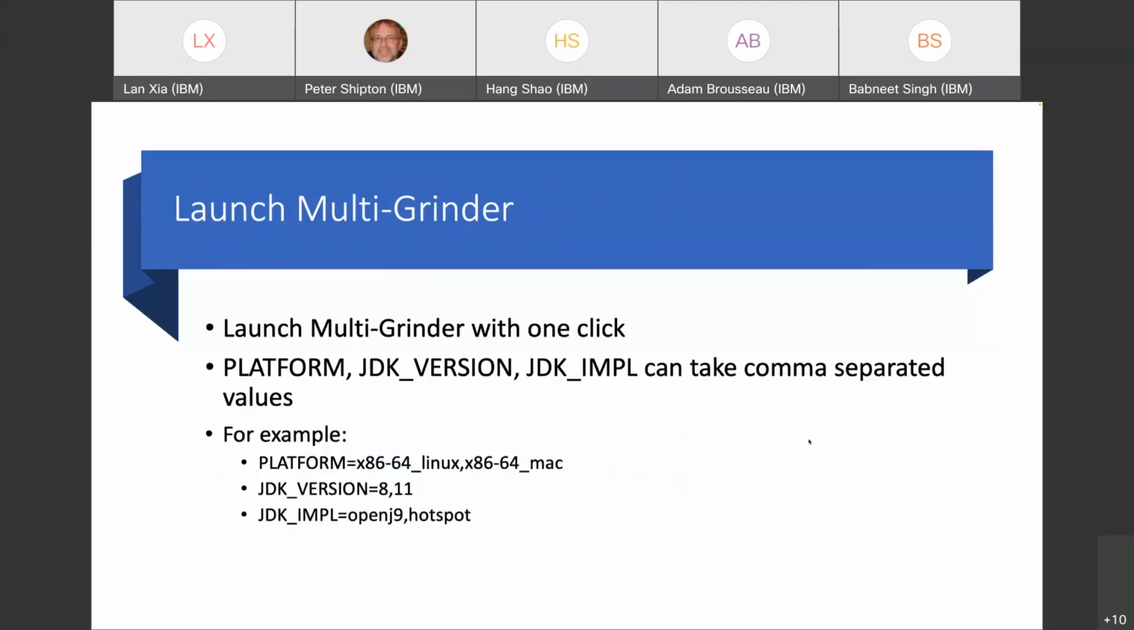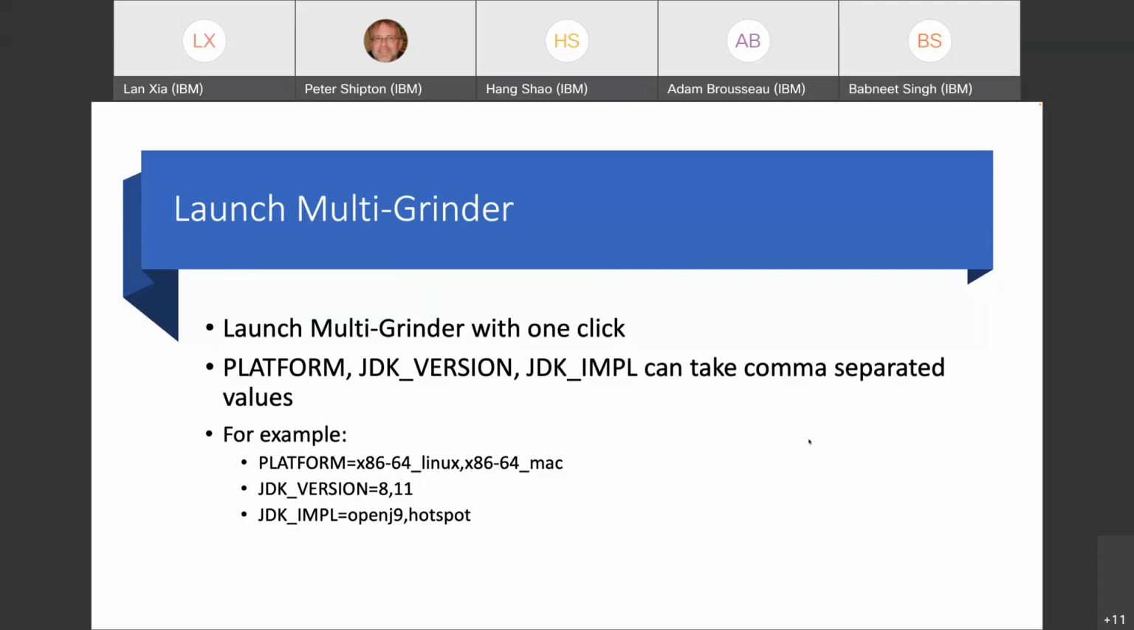On a related note, there is a multi-grinder feature that also comes with the grinder. We never really advertised it, but I want to let people know we do have a feature that allows people to launch multiple grinders with one click. Platform, JDK version and JDK import can take comma separated values. In our example, for platform you can do x-linux, comma, mac, comma, windows. Same thing for JDK version and same thing for JDK import.